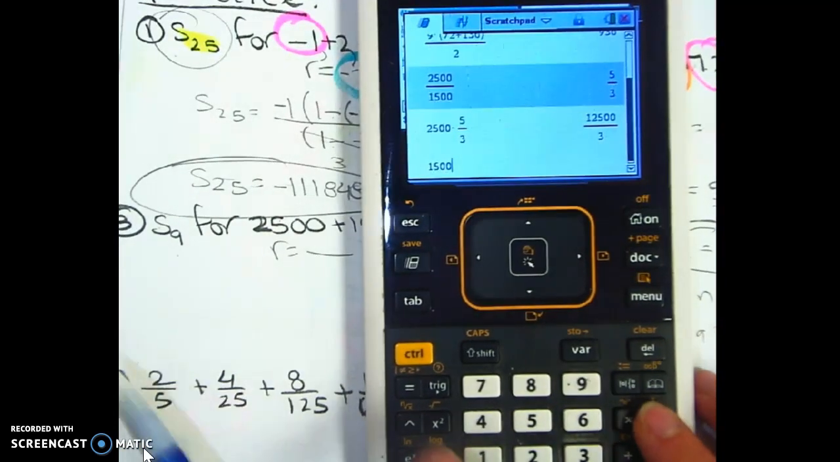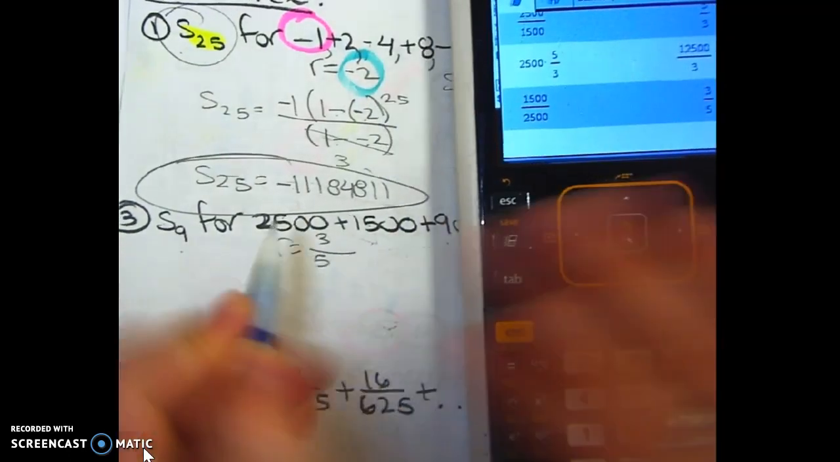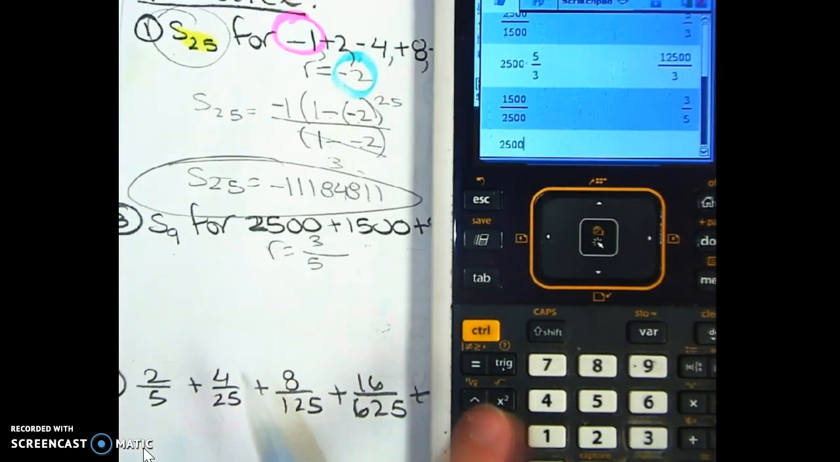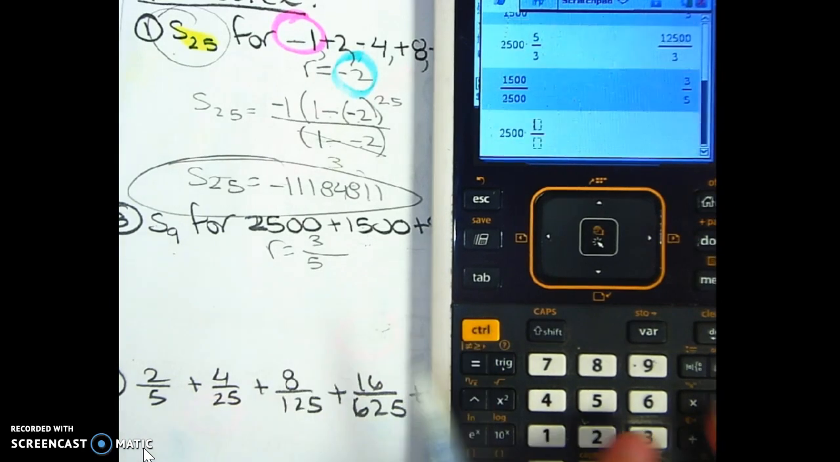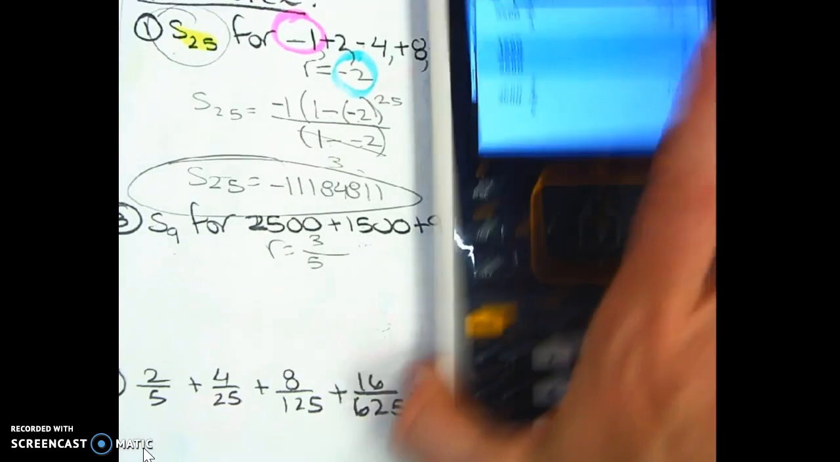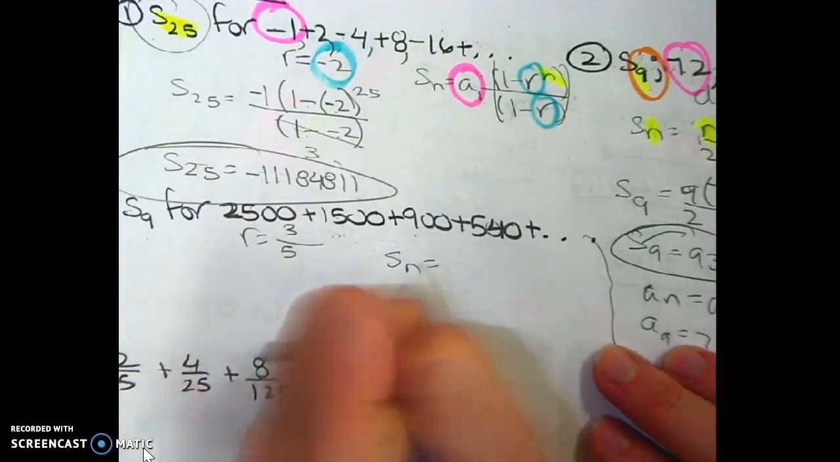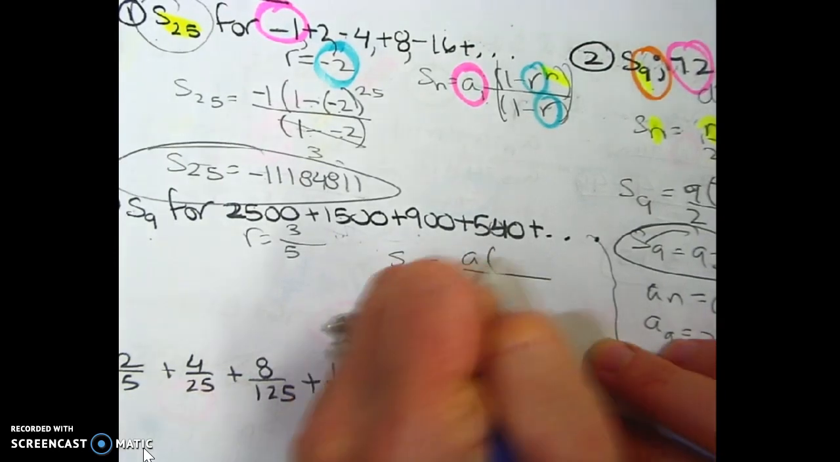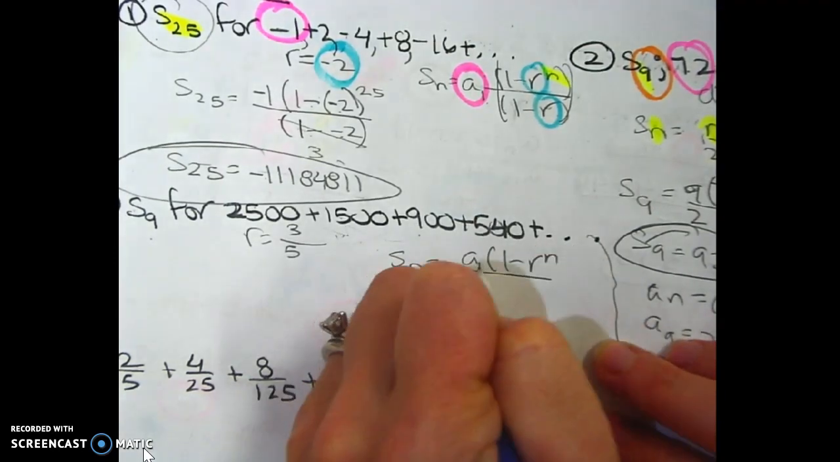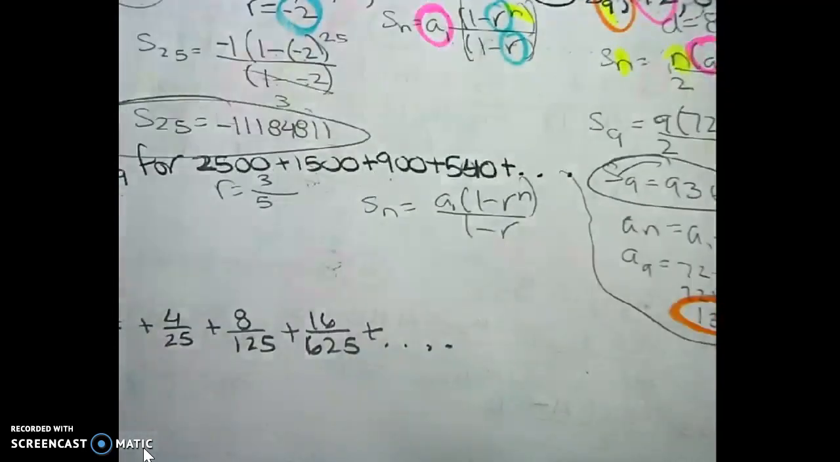So I go 1,500 divided by 2,500, which is 3/5. How you know I'm right is if I go 2,500 times control divide 3/5, boom, I get the next number, which is 1,500. Okay, so I have my ratio. I'm going to use the exact same formula that I did here: a sub 1, 1 minus r to the n, over 1 minus r. Okay, I'm going to plug it in.